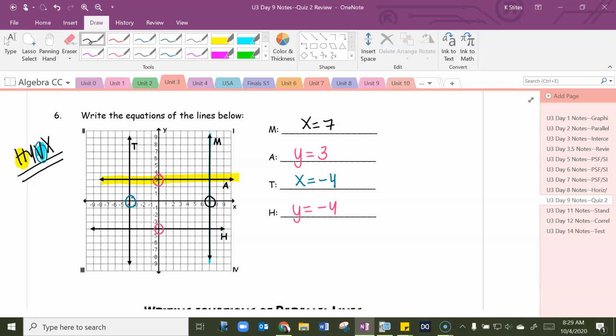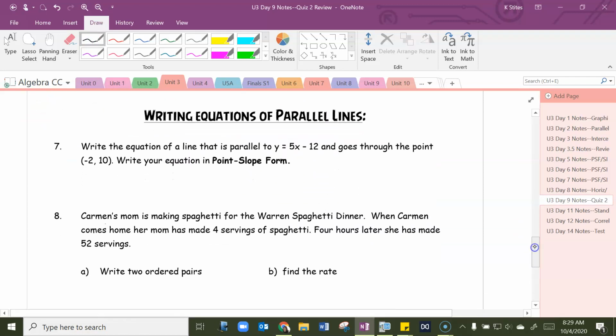All right, so that's it for horizontal and vertical lines. The last thing that we have to discuss is writing equations of parallel lines, and then we're just going to look at a word problem. Write the equation of a line that is parallel to y equals 5x minus 12 and goes through the point (-2, 10). Write your equation in point slope form.